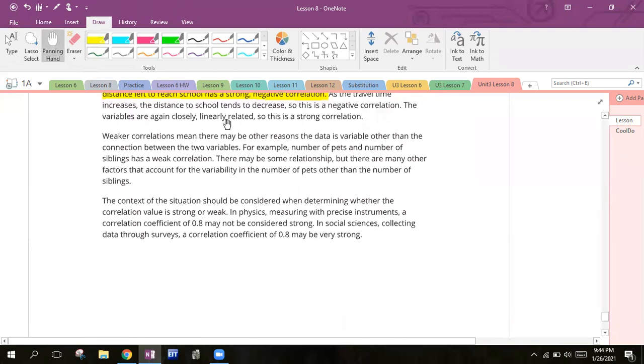Weaker correlations mean there may be other reasons the data is variable other than the connections between the two variables. For example, the number of pets and the number of siblings has a weak correlation. There may be some relationship, but there are many other factors that account for the variability in how many pets you have and how many siblings you have, okay? Just because I have one brother doesn't mean I can only have 2 pets, okay? There's no correlation there.